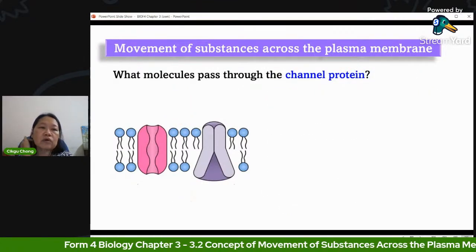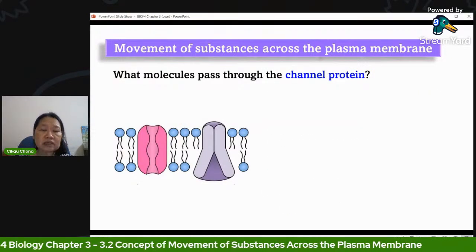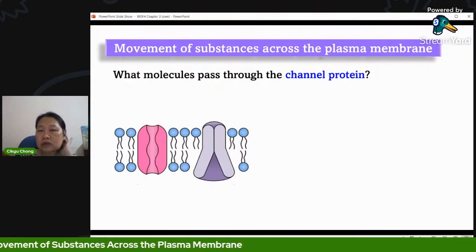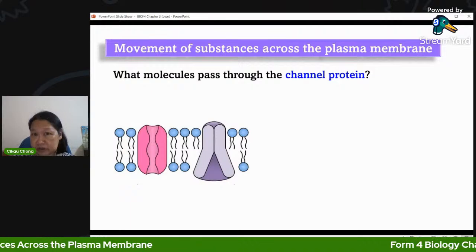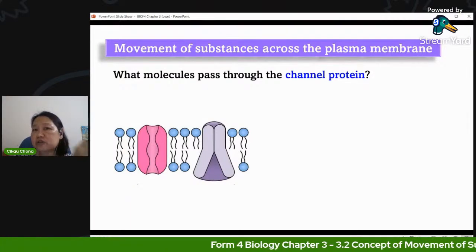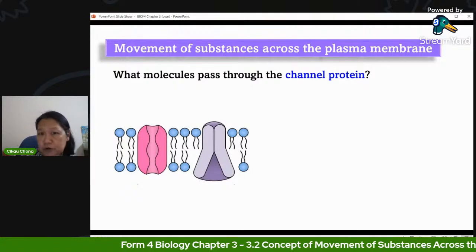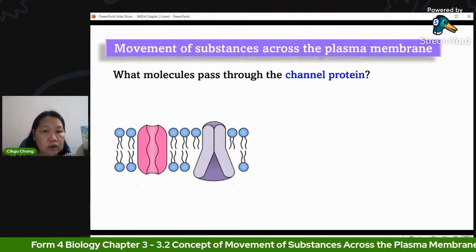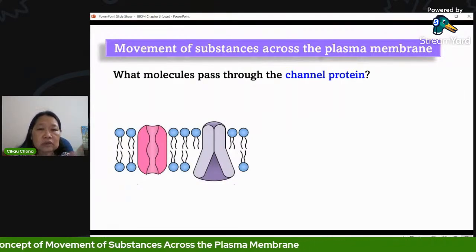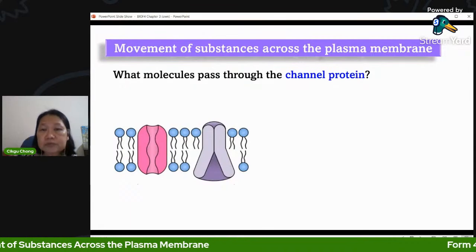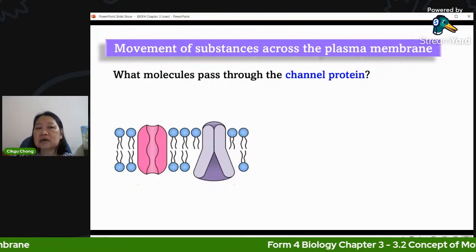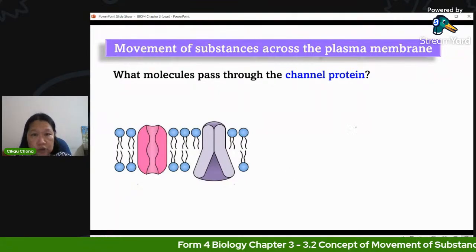Next. Now, what about molecules that can pass through using channel protein? Those other molecules do not qualify under the characteristics just now: lipid soluble, uncharged, hydrophobic, and all that. They are not in that group. That means they must find another way to enter. They cannot enter through the phospholipid bilayer. They would have to enter using the channel protein or the carrier protein. Let's see what molecules can pass through the channel protein.